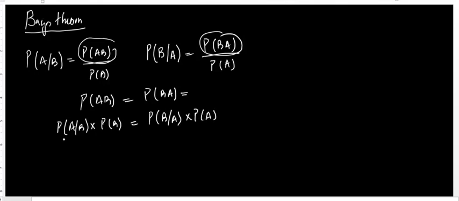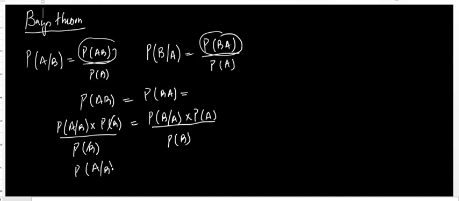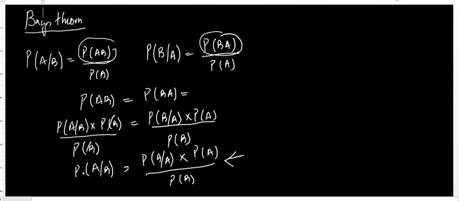Now if I divide both sides by probability of B, I will get the probability of A given B is equal to probability of B given A into the probability of A divided by probability of B. This essentially is the Bayes theorem, where by this formula we can calculate the conditional probability by using the reverse probability multiplied by the probability of the other event divided by the probability of this event. Now we will understand this Bayes theorem with the help of an example.